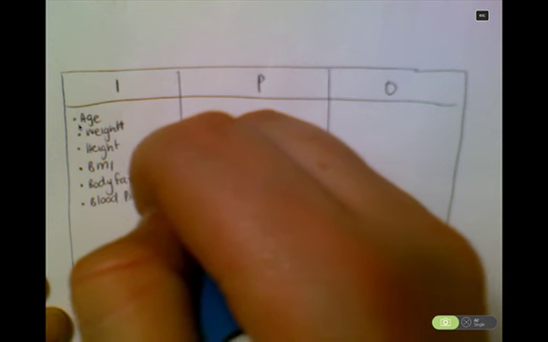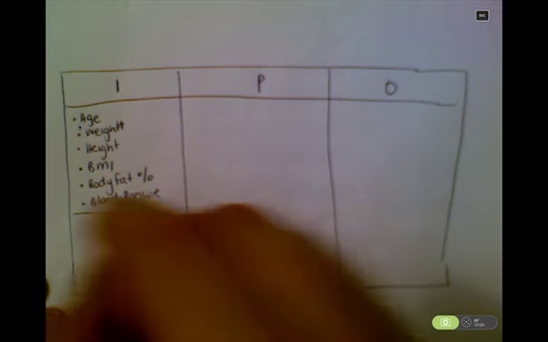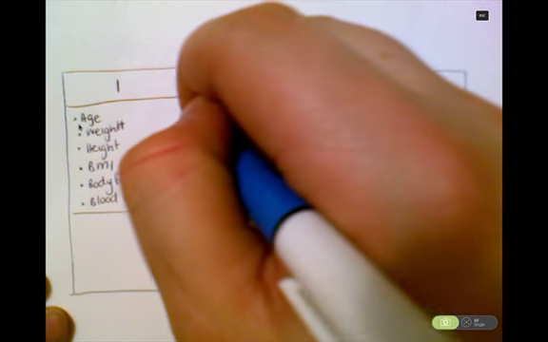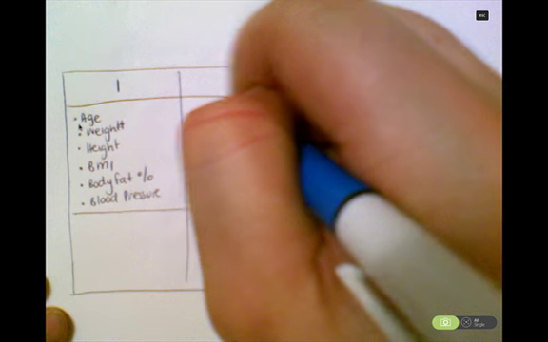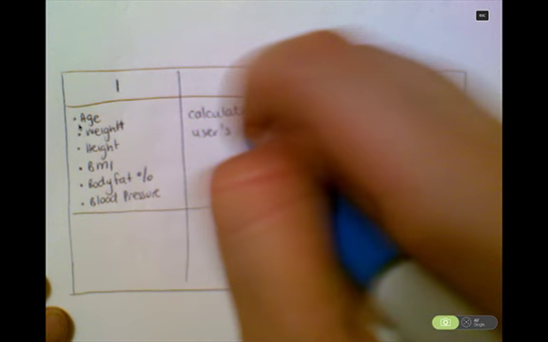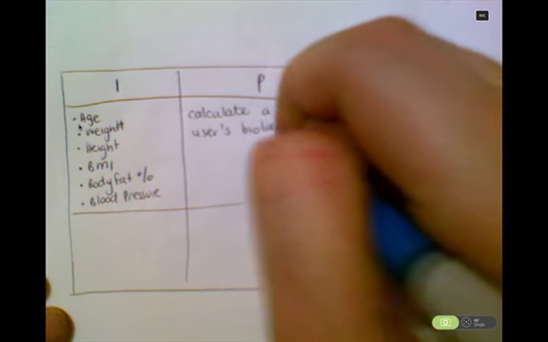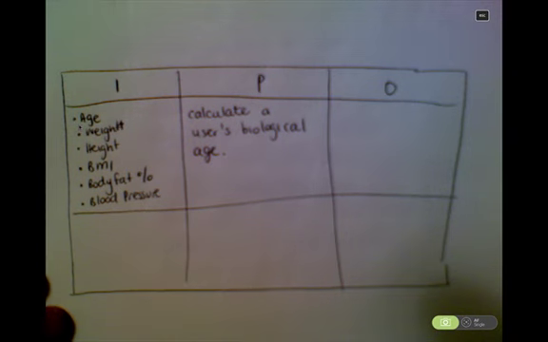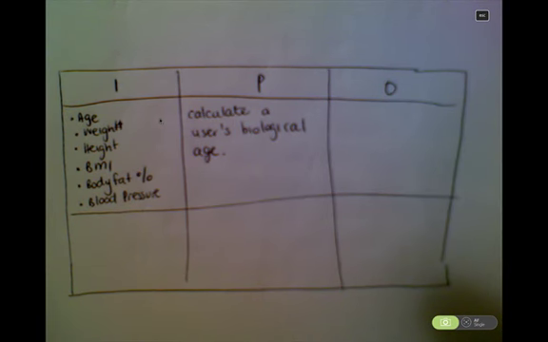Now all of these inputs are used to calculate a person's biological age, and that's what the process would be. So I'd write calculate a user's biological age. Now obviously I don't know the intrinsic elements of that process. It's a bit of a black box at the moment, but definitely when I do my data flow and my algorithms, that will be my main goal, is to try and find out how that calculation will look.